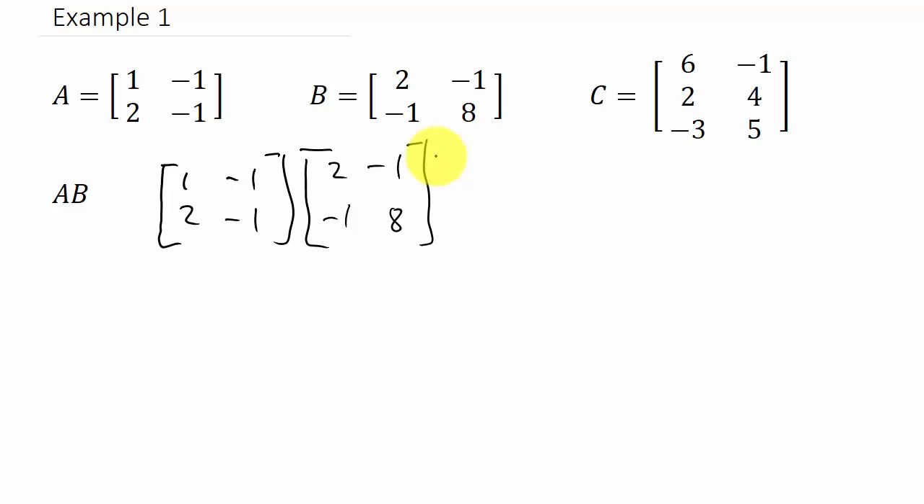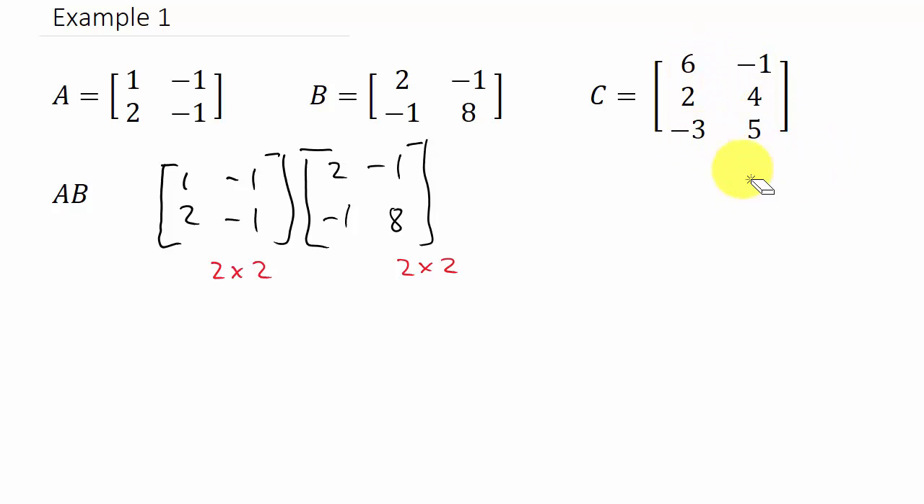Whenever you're multiplying matrices, you want to write down the dimension of each matrix. So I have a 2 by 2 times a 2 by 2. The first number tells you the number of rows. We have 2 rows. The second number tells you the number of columns. We have 2 columns. For instance, this matrix C here would be a 3 by 2, so 3 rows by 2 columns.